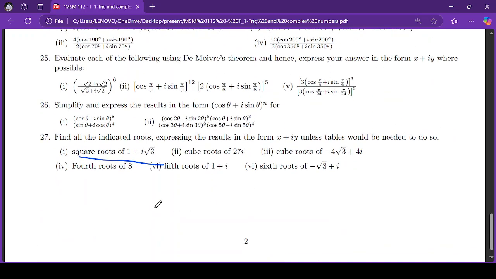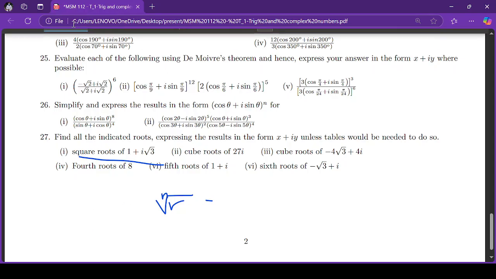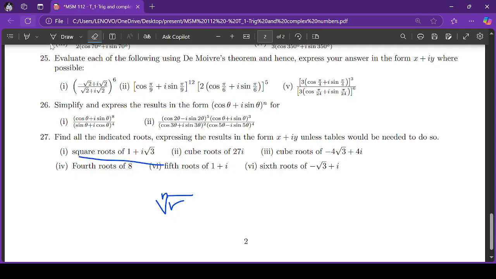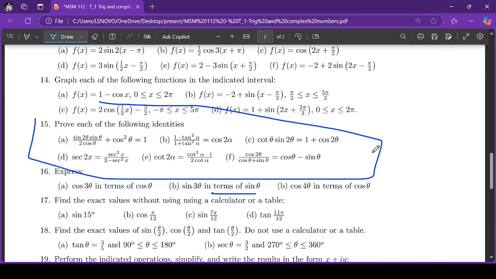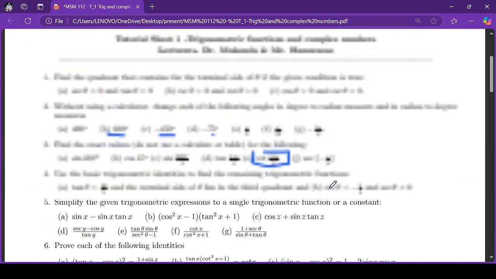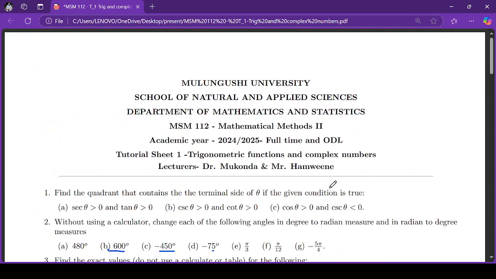The roots, well, we have an idea. To find the root, it is the nth root, square root of the nth root, and then cos of pi plus 360k over n, meaning while there's k, you'll be putting the numbers from 0 all the way up to the root you want to find. So we continue with our lessons later in the days ahead.